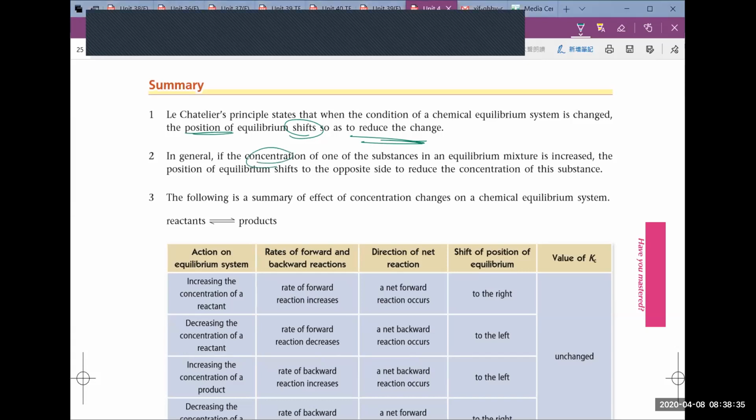Now, first of all, if the concentration of the substances has been increased, the equilibrium position will shift to the opposite side, according to Le Chatelier's principle, so as to reduce the concentration of these substances. This will affect the extent of the change of the forward rate and backward rate. The underlying principle is that you change either the forward rate or backward rate upon the change, such that it will cause a shifting in equilibrium position. This is what we say about concentration.